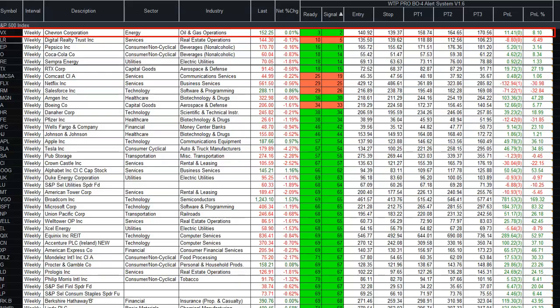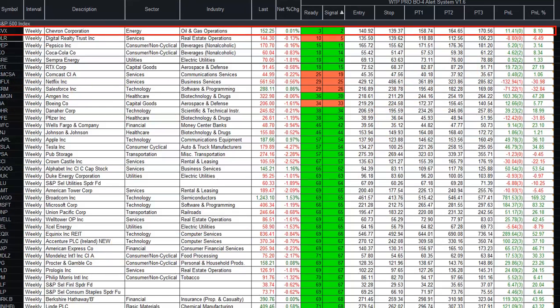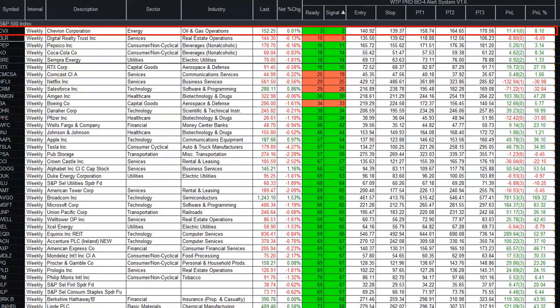I'm just going to show you one example from our scanner. This scanner is on TradeStation. The top one is Chevron. That's one of the energy charts that we looked at. And the ready is 3 candles ago. The signal is 2 candles ago. I'm going to show you this chart.